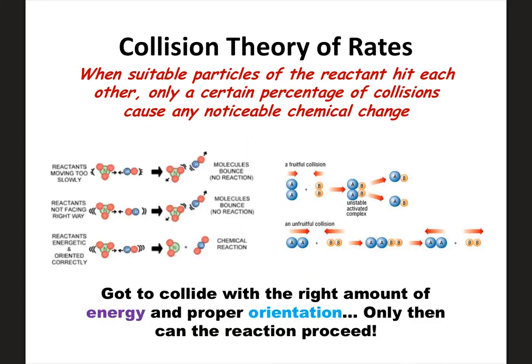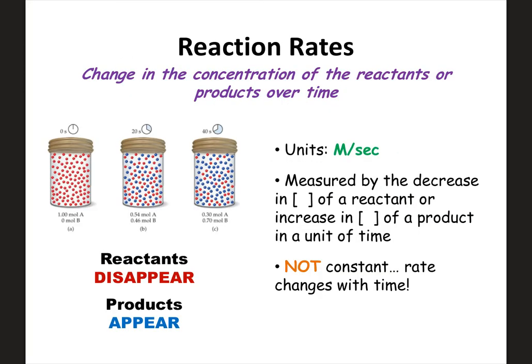Just to summarize this collision theory of rates, remember, just because two reactant particles collide doesn't mean it's going to be a successful collision. Only a certain percentage of them lead to successful collisions. You have to collide with the minimum amount of energy, the activation energy, and the proper orientation. Only then will you get to that activated complex and then form the products. Just colliding is not enough. You have to have the minimum amount of energy, the activation energy, and the right orientation in order for that reaction to take place.